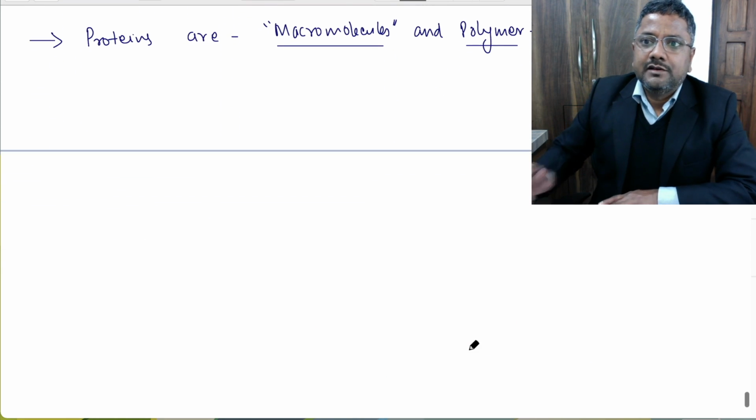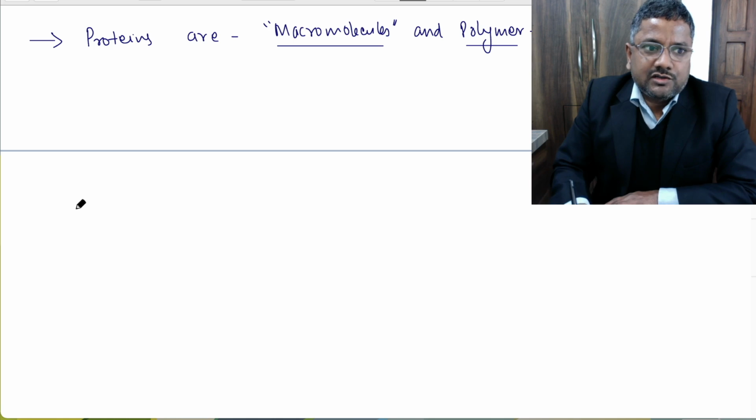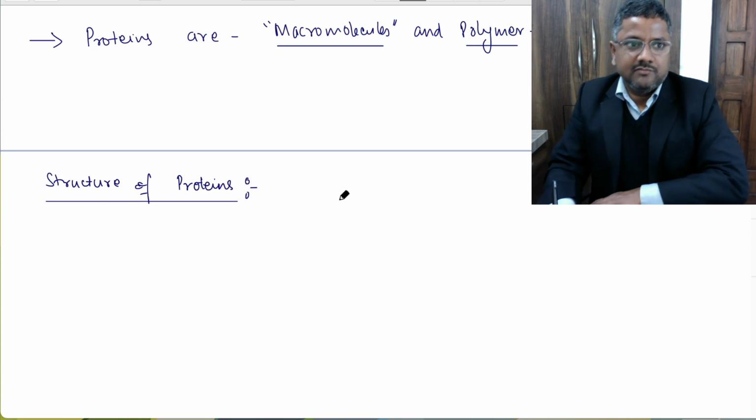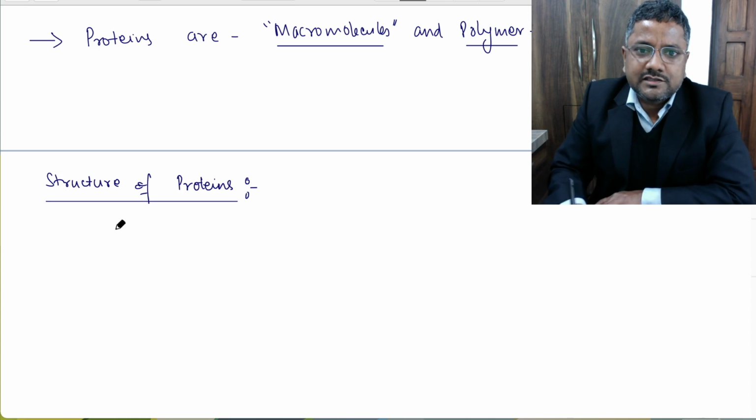Okay. Now see the structure of protein. Proteins are very large molecules, high molecular weight compounds. Protein has four different structures. The first structure is known as the primary structure.